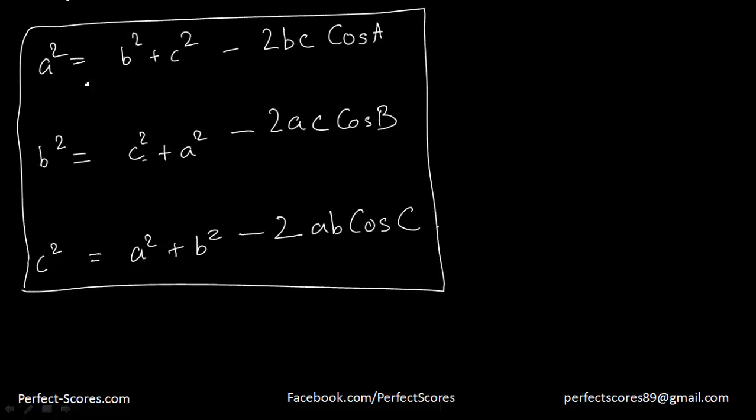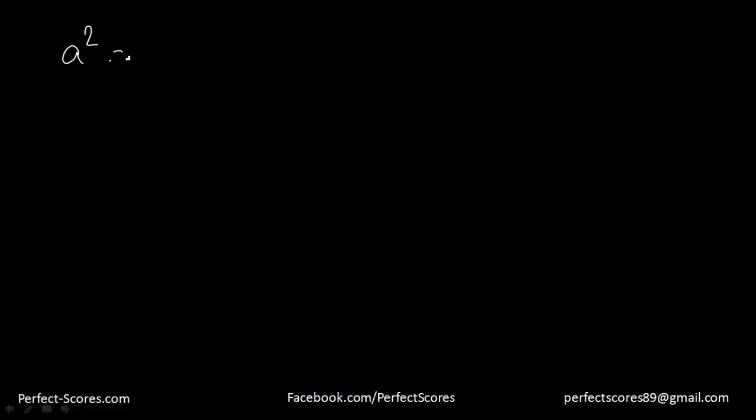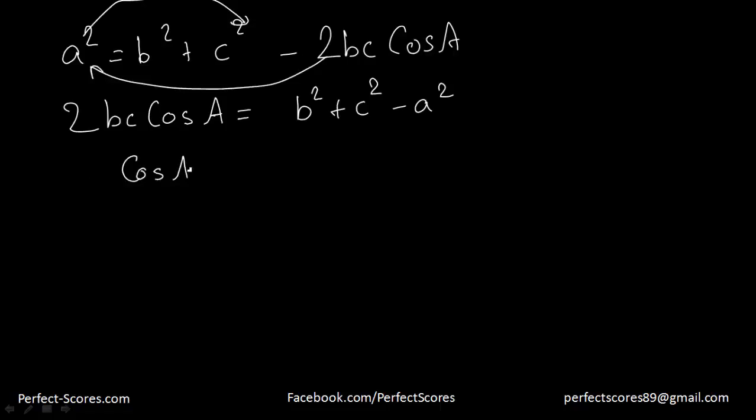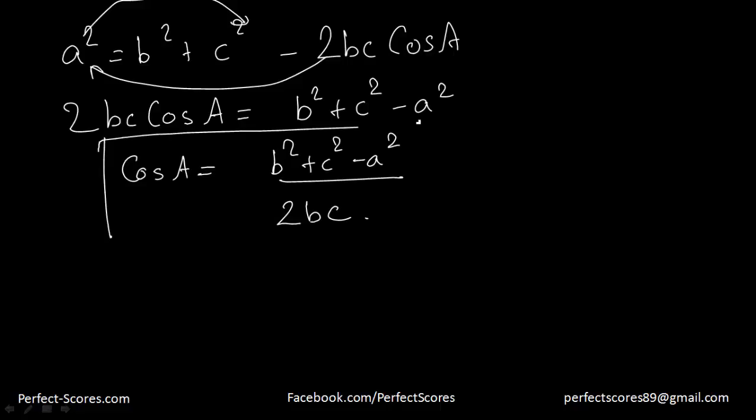So if I go ahead and rearrange them, I make cosine of a the subject. Let's suppose, from the first one, a square is equal to b square plus c square minus 2bc cosine of a. So from here I can also say that 2bc cosine of a is equal to b square plus c square minus a square. If I take the a square and bring it there, this is what I'll get. And cosine of a is going to be equal to b square plus c square minus a square over 2bc. Right? Again, there's a very easy way of remembering this.